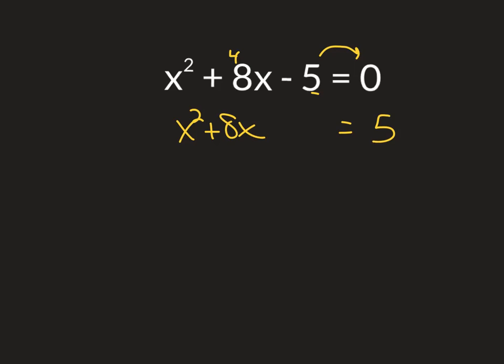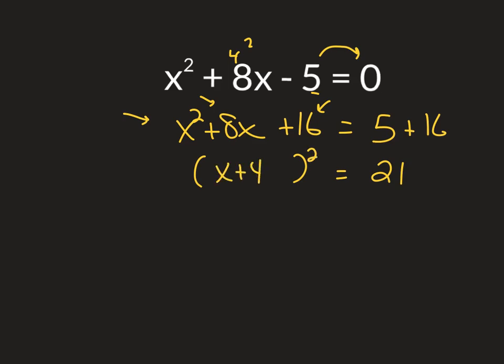Half of 8 is 4. And I'm going to square it. Take half the middle, square it, half the middle, square it. That's 16. On this side, don't forget both sides to put your plus 16. All right, the right-hand side's easy, it becomes 21. Over here, x squared plus 8x, what factors of 16 add up to be 8? 4 and 4, the same number, so I'm going to put x plus 4 squared.